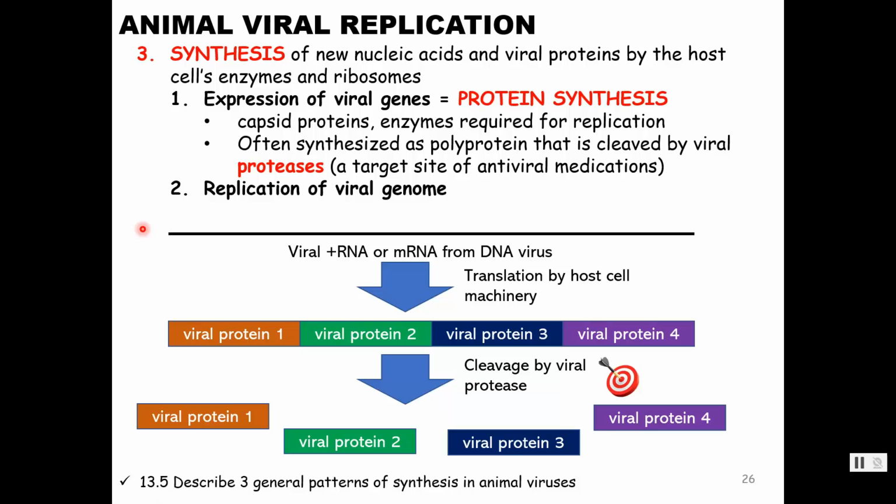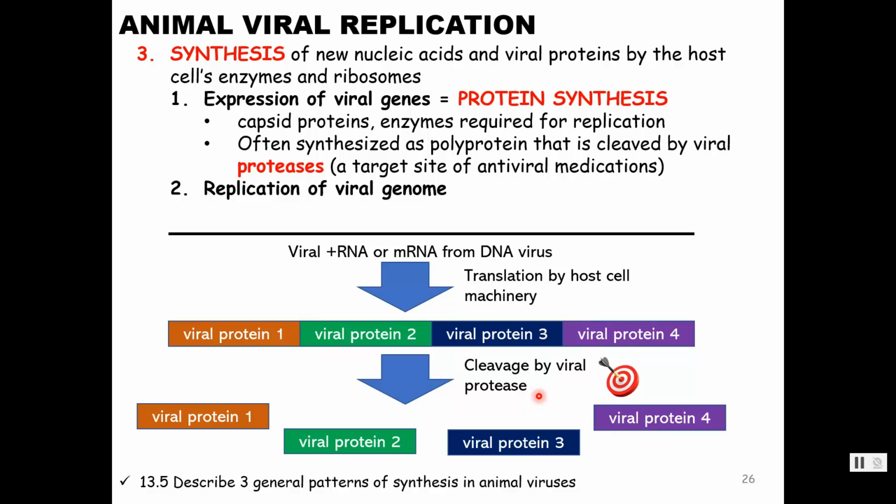The next step is synthesis, and there are two parts to synthesis as well. We're going to have expression of viral genes, and this just means protein synthesis: the capsid proteins, and any enzymes required for replication or to take over the host cell. Often, these are synthesized as one long protein, a polyprotein. Then a viral protease will cleave that large protein into the functional proteins.